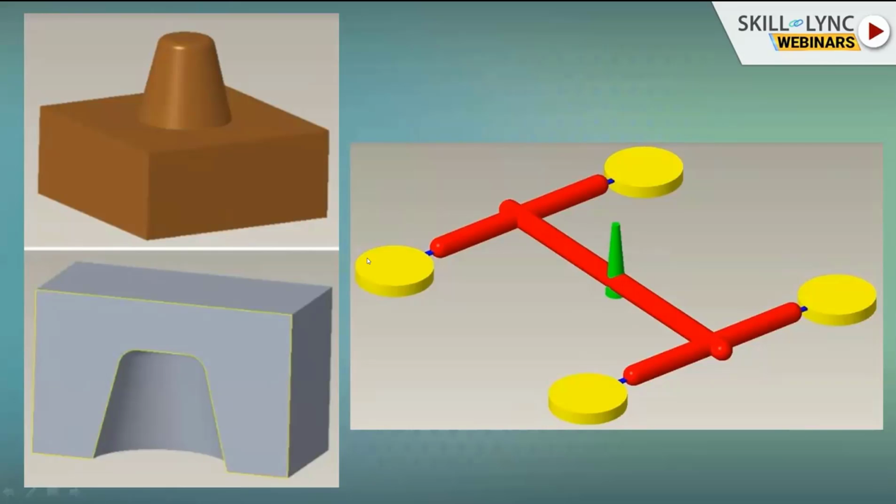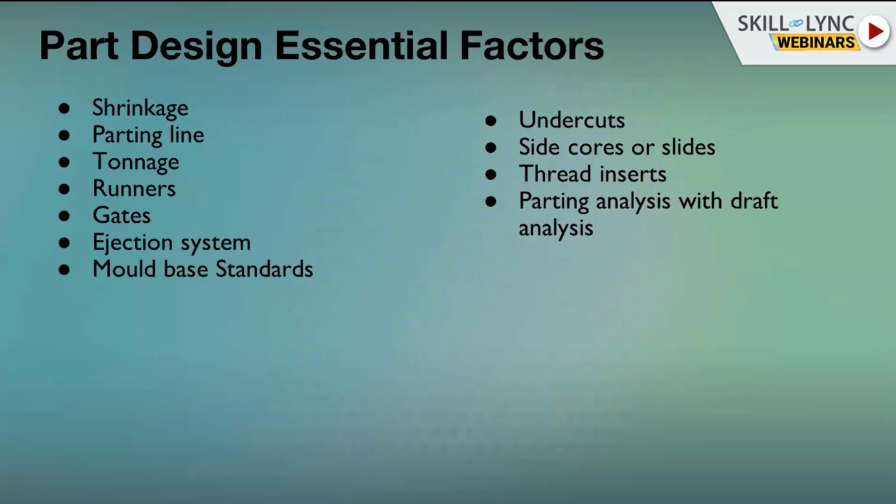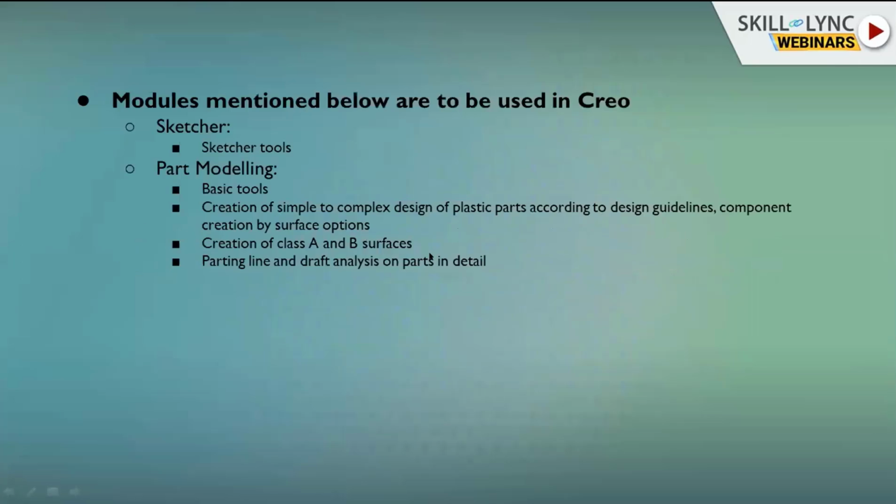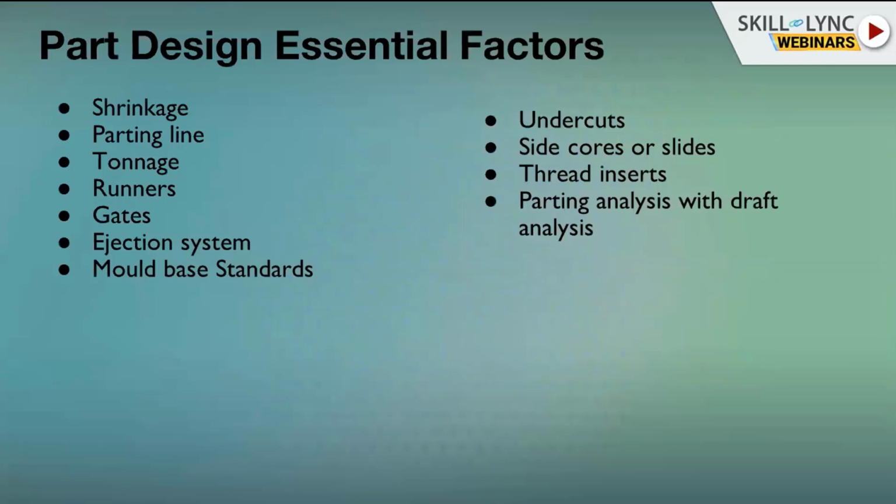From the gate it will be just poured into the cavity. So runner and gate, I have shown that this is the runner, and this portion that you see in the blue color is a gate. And next coming is the ejection system.